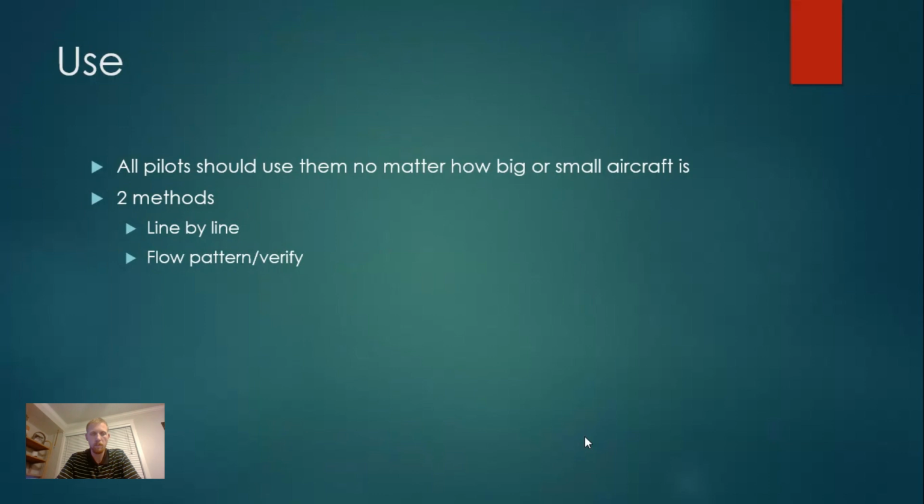The next one is flow pattern slash verify. This one is very time efficient. You are basically going to memorize a set of things to check in a category, kind of run through them all, and then go back to your checklist and verify it to make sure you got them all. They both work. They both do the same thing. It doesn't necessarily matter which one you do. You want to just make sure that you're using one of these two ways.